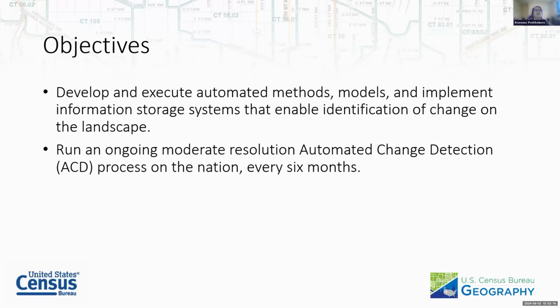Our objectives are to develop and execute automated methods and models, and implement information storage systems that enable identification of change on the landscape. We plan to do this by running an ongoing moderate resolution automated change detection process on the nation every 6 months.